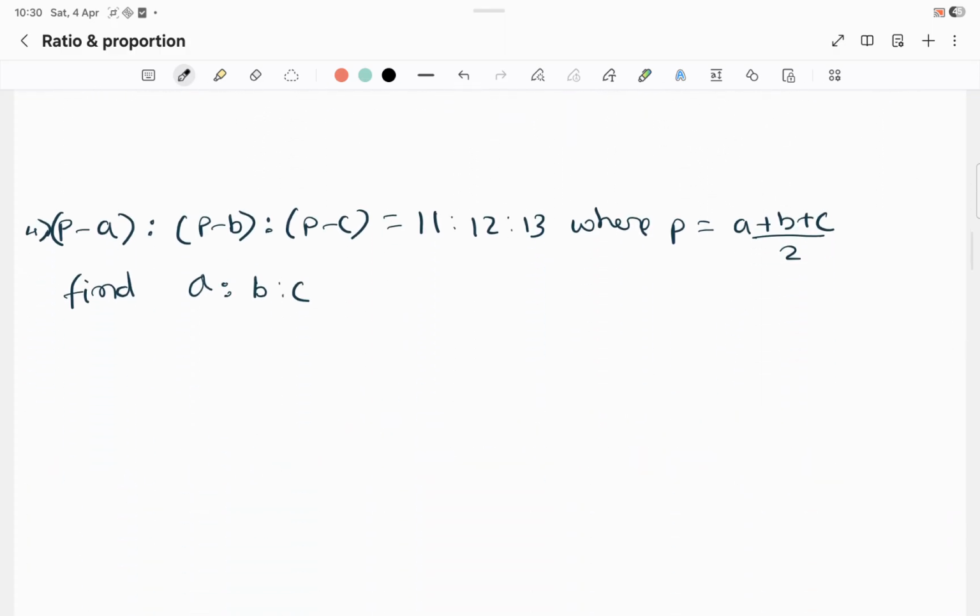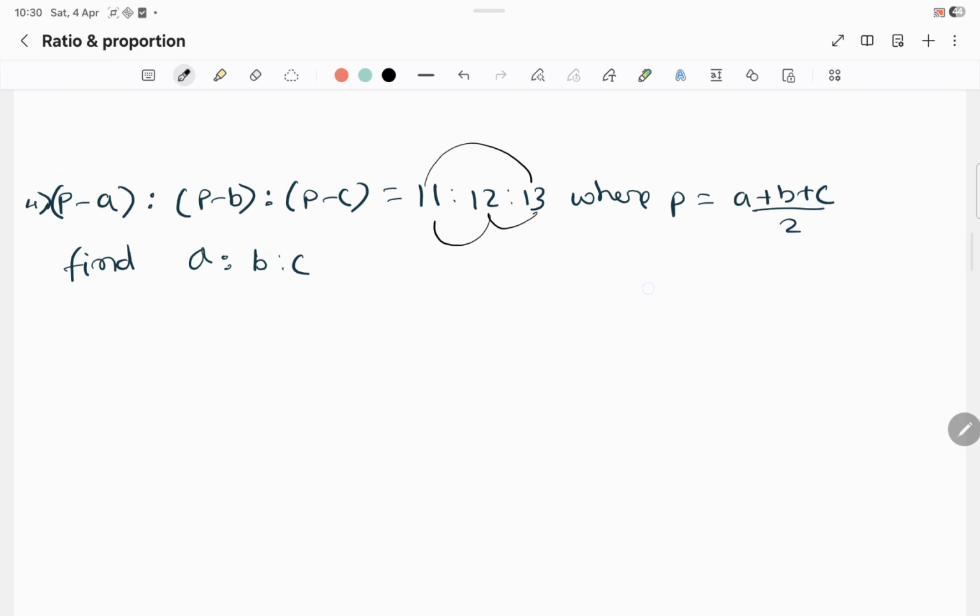Okay, next. In this question, the ratio of P minus A, P minus B, P minus C is given as 11, 12, 13, where P is equal to A plus B plus C by 2. Find A is to B is to C. Whenever you see this kind of question, directly we can say P minus A will be add these both, then P minus B will be add these both, and P minus C will be add these both. We'll see how to solve it.